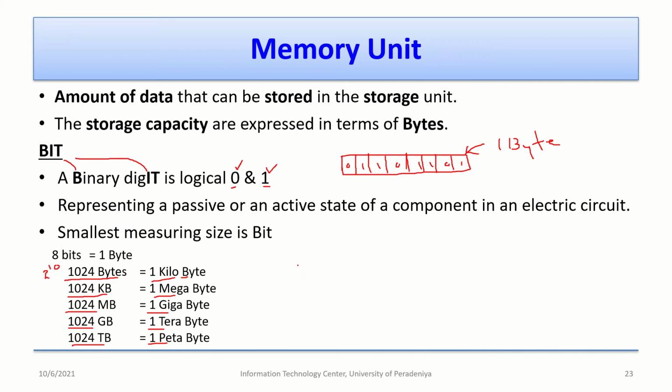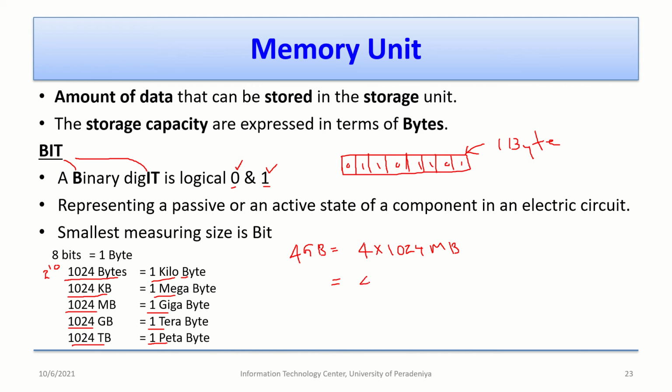So I'll take an example. Let's take 4 GB. You may have seen 4 GB RAM likewise, right? So in 4 GB, how many bytes are there? GB means gigabyte. So 1 gigabyte equals 1024 megabytes. Right? So 1024 megabytes.